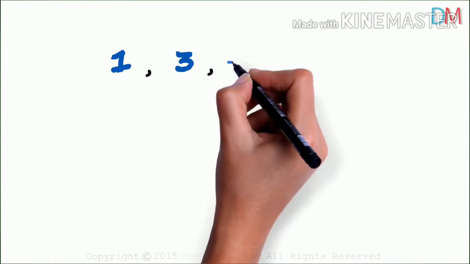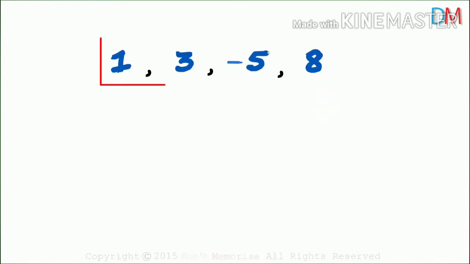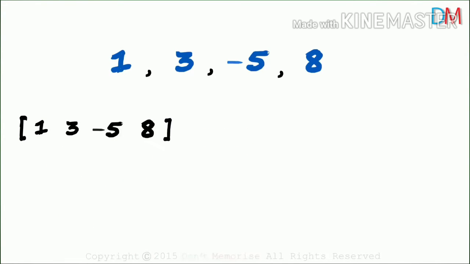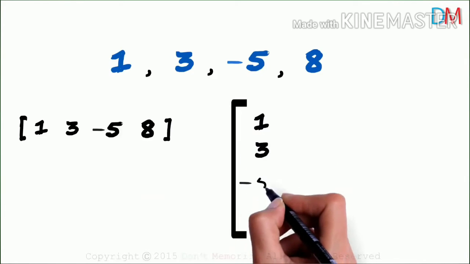1, 3, -5 and 8. This is just a row of 4 numbers, and this can be represented in different ways. We can write it as an array of numbers horizontally like this, or we can write it as an array of numbers vertically like this.